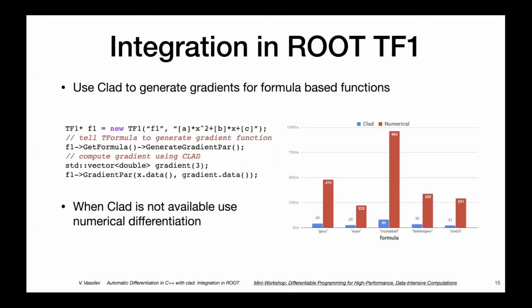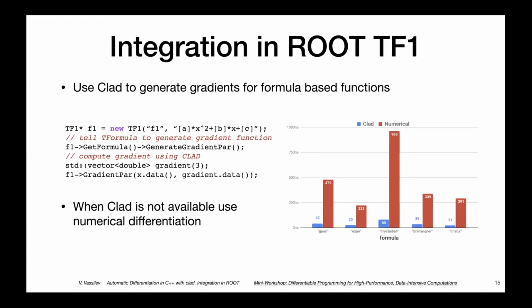So the software package ROOT is a cornerstone for high energy physics. It does a lot of things with numerical crunching and processing, analyzing data, including fitting probability density functions to the input data from different experiments at the Large Hadron Collider. The results that we observed after integration of Clad in ROOT are very optimistic.